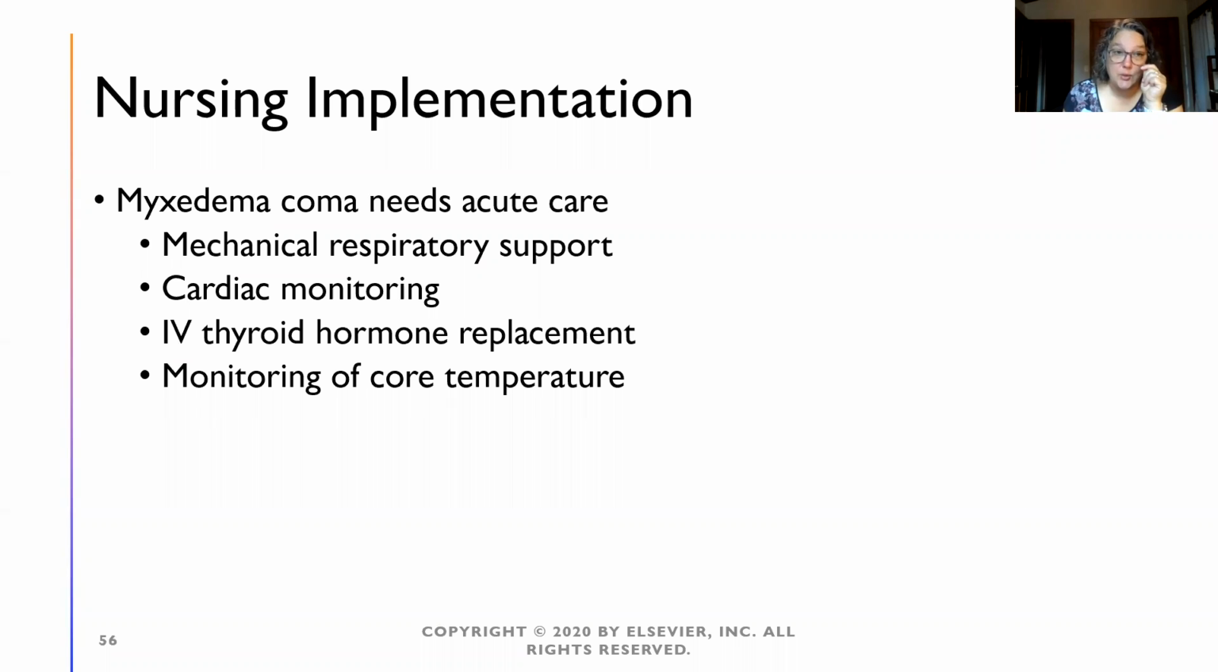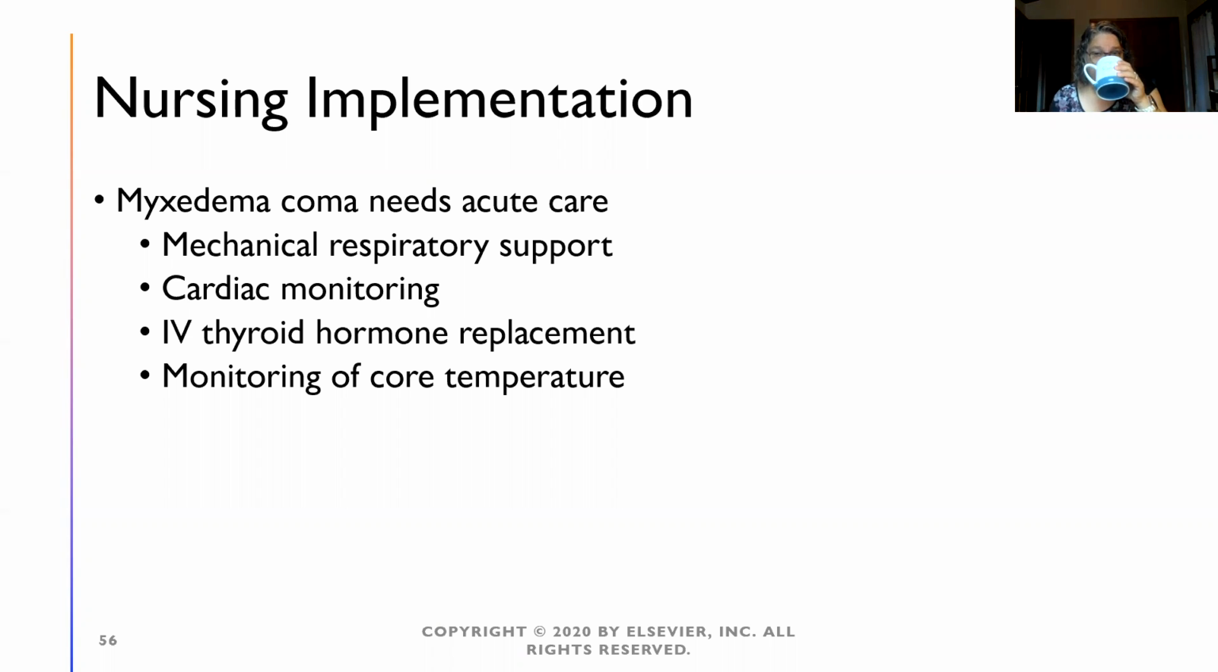Myxedema coma needs acute care. So these people will legitimately slow down so much that they will be put on mechanical ventilation to be able to get their ventilation rate up. Their airway is fine, their breathing is not fine, and their circulation is not fine either. So if you're looking for an ABCs type deal, they will need B's and C's. They don't have any occlusions in their trachea or bronchioles or bronchi, but they will need mechanical respiratory support just because their respiratory drive is too slow for what a body would need.